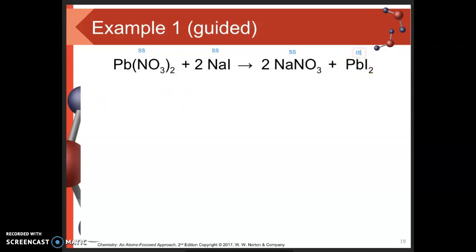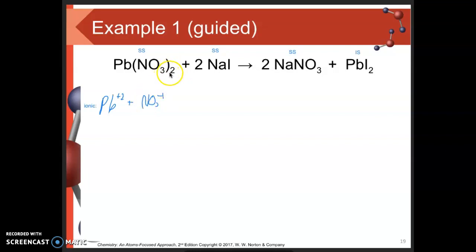Now my next step is to turn this into an ionic equation. And for the ionic equation, I'm going to need to break all of these things that are soluble into their parts. So that means I'm going to have lead ion, Pb 2 plus. I'm going to have the nitrate ion, NO3 minus.